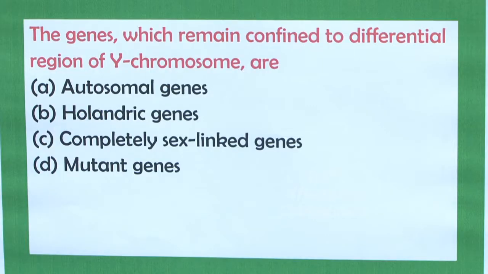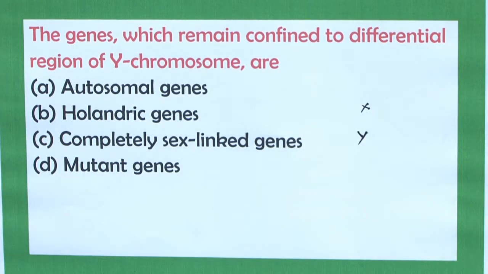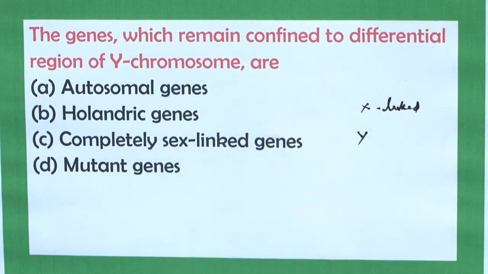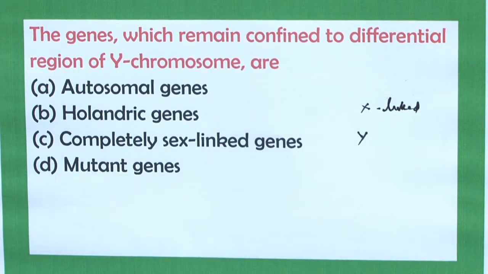Dear students, let us see one more question. The genes which remain confined to the differential region of the Y chromosome are. There are genes for somatic characters present on the X chromosome or Y chromosome. The genes for somatic characters present on the X chromosome are called sex linked genes, and the inheritance pattern is called sex linked inheritance. The X chromosome is common to both males and females.